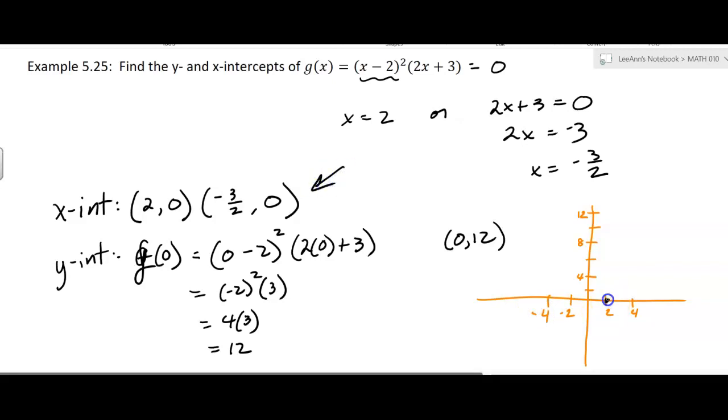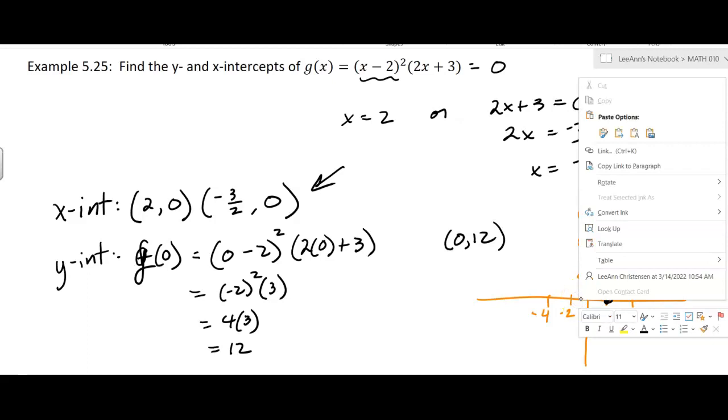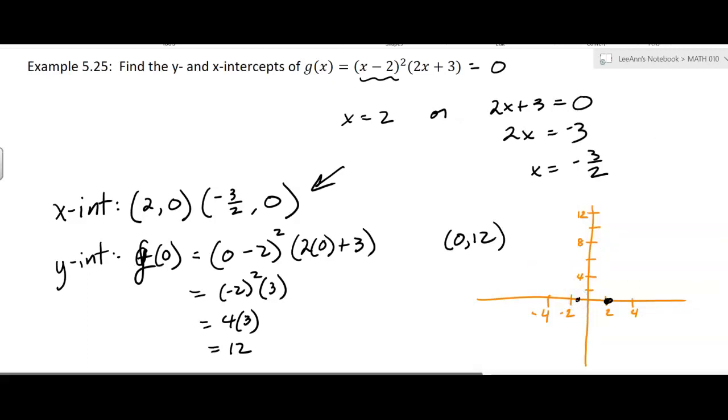Okay, so we can graph now the x-intercepts. We have one at 2, 0, and we have one at negative 1.5. So it's going to be like, I don't know, about there maybe. Oops, there goes my point. Okay, and now we know how high up it's going on the y-axis. We know there's a point up here.